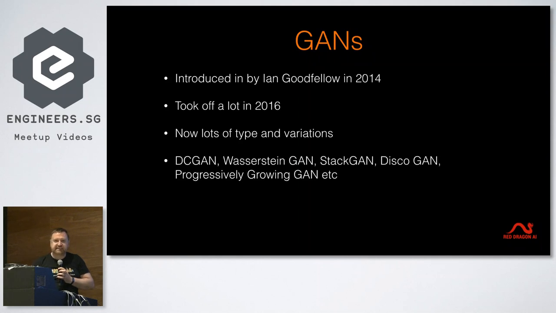We've got the DC GAN, which I think is what you were using to make the eyes and stuff like that. We've got a Wasserstein GAN, which is basically some tricks for training GANs better. We've got things like stack GAN, where we can take an embedding of text, and then we can use that text as an input to predict an image.